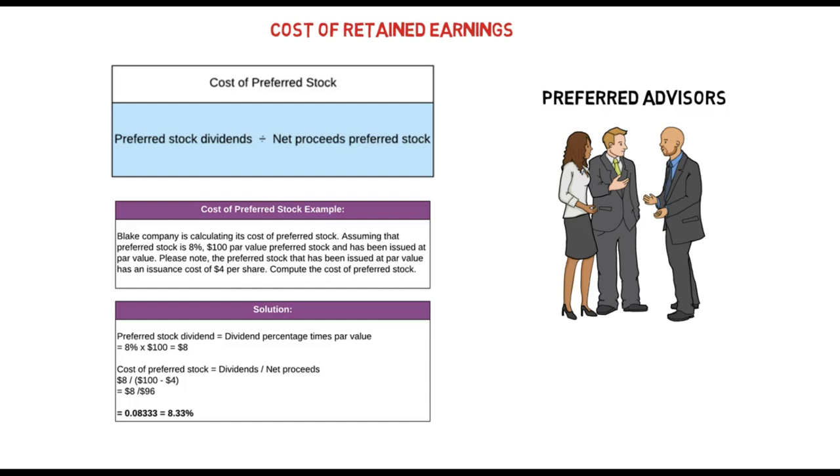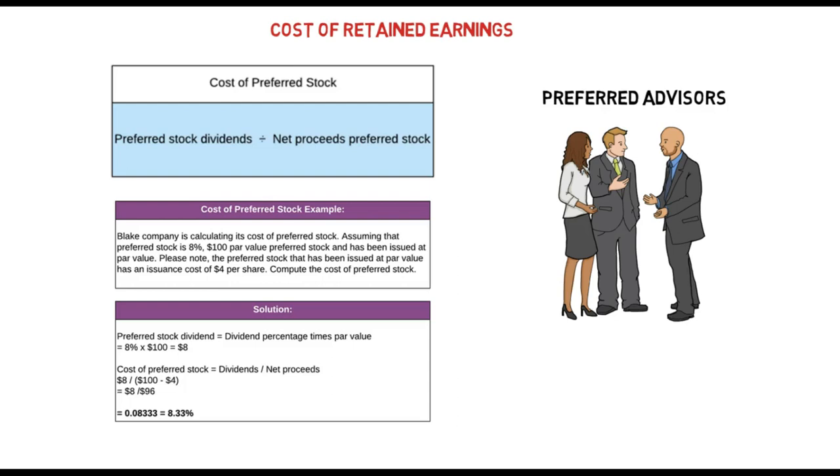Before we wrap this up, let's take a look at a quick example of cost of preferred stock. Blake Company is calculating its cost of preferred stock. Assume the preferred stock is 8%, $100 par value preferred stock, and has been issued at par value. Please note the preferred stock has an issuance cost of $4 per share. We're going to need to keep that in mind as we compute the cost of preferred stock. How do we do it?